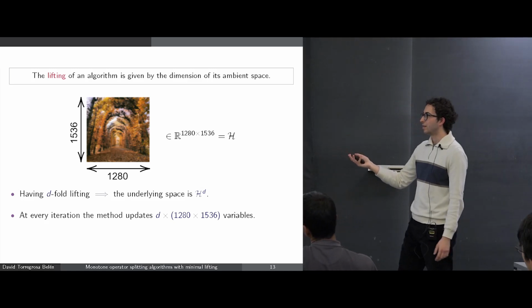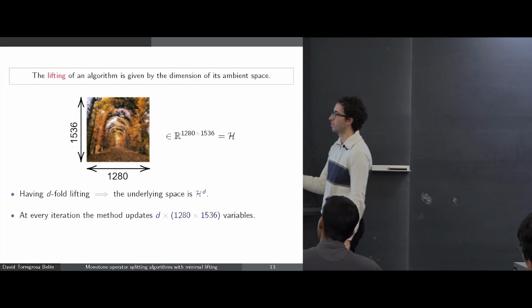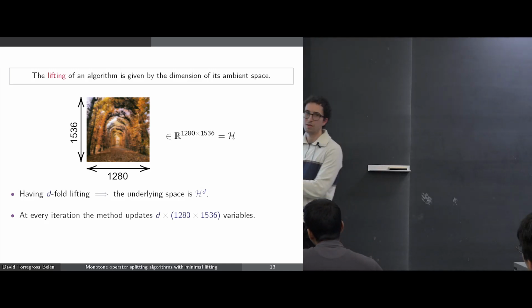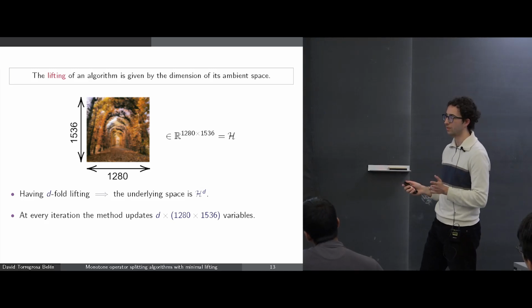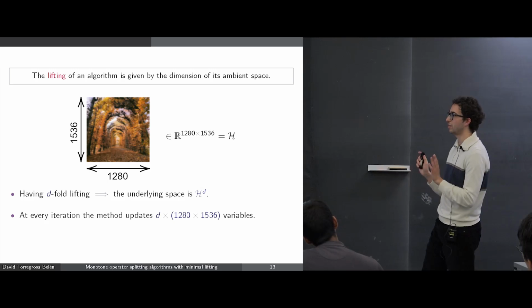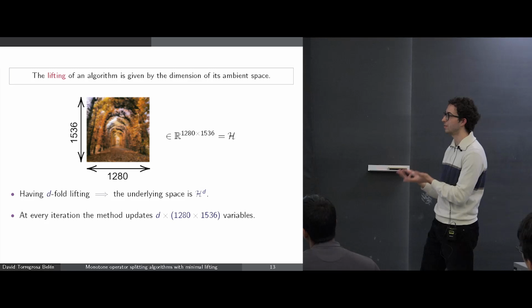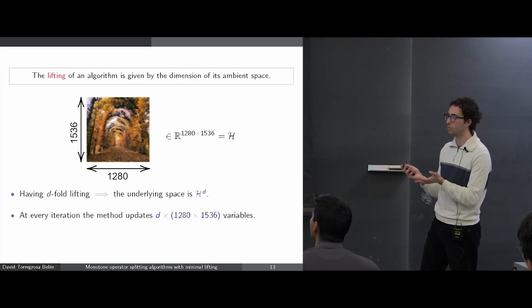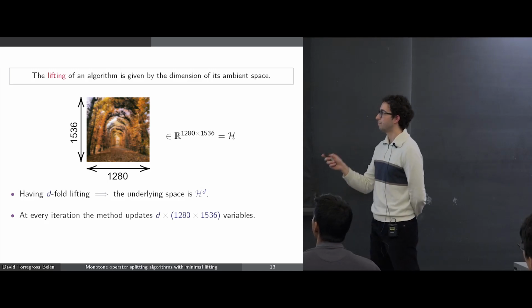So if you want to reduce the memory requirements of your method, you want D to be as small as possible, because then it is expected that your algorithm will perform better. But this is just the idea. As far as I know, there is no theoretical result that says it is true, but we could validate it with some experiment that I hope to have time to show you.